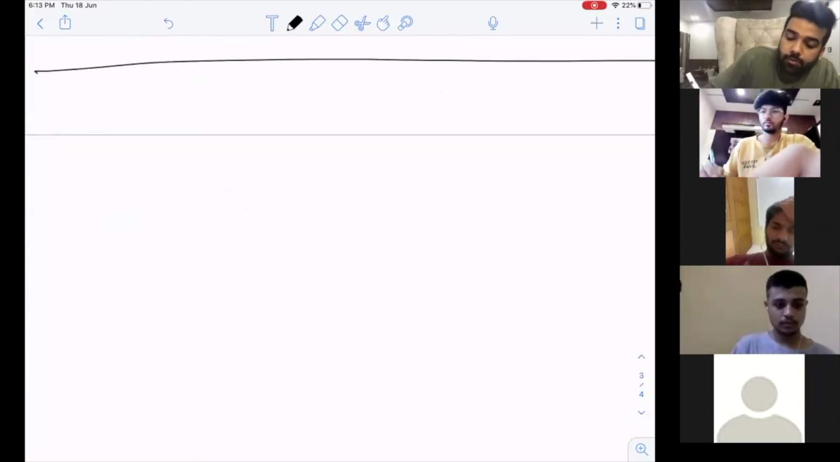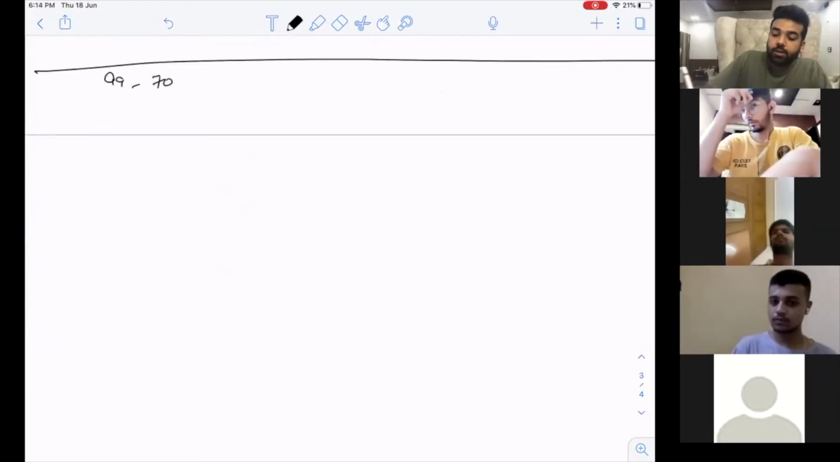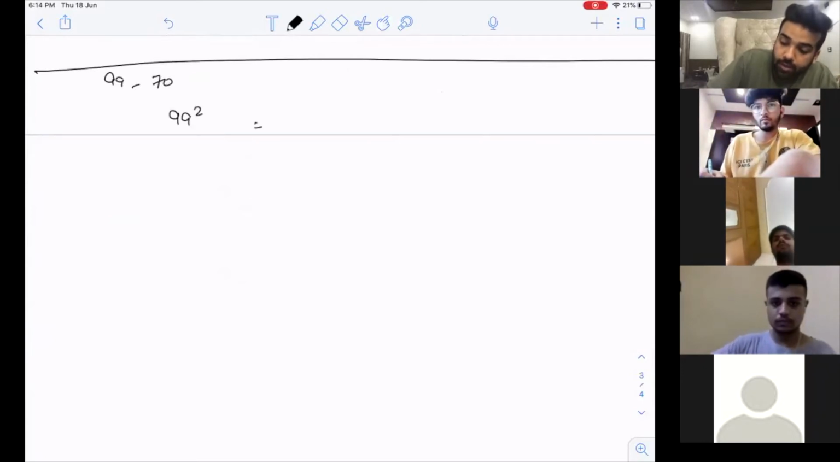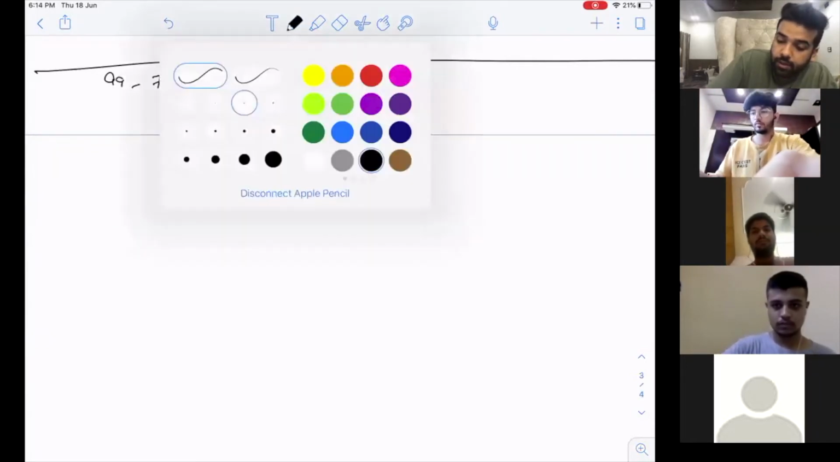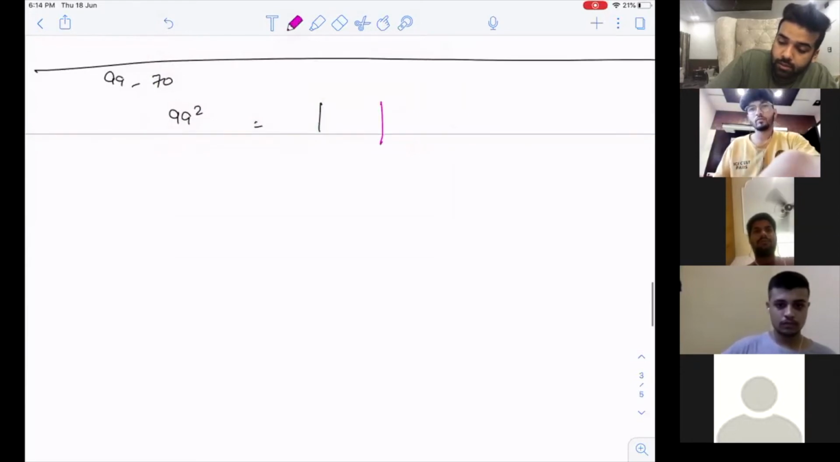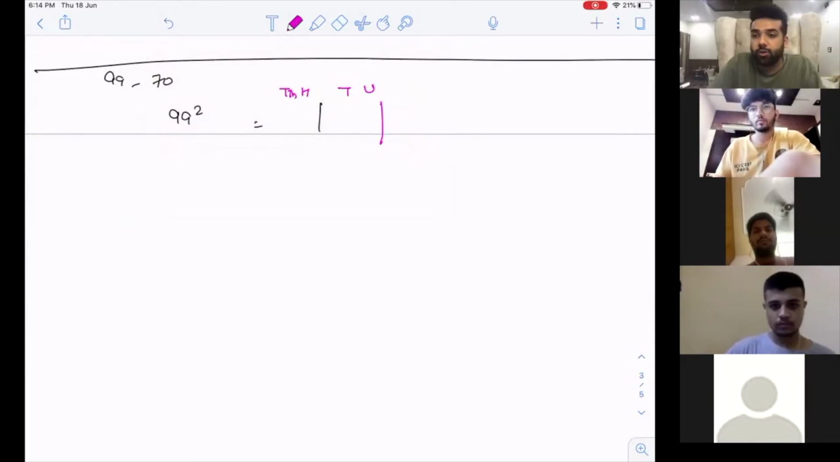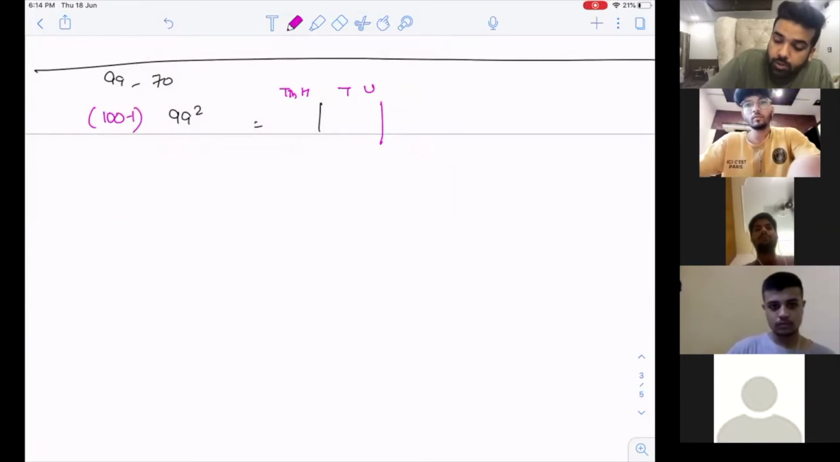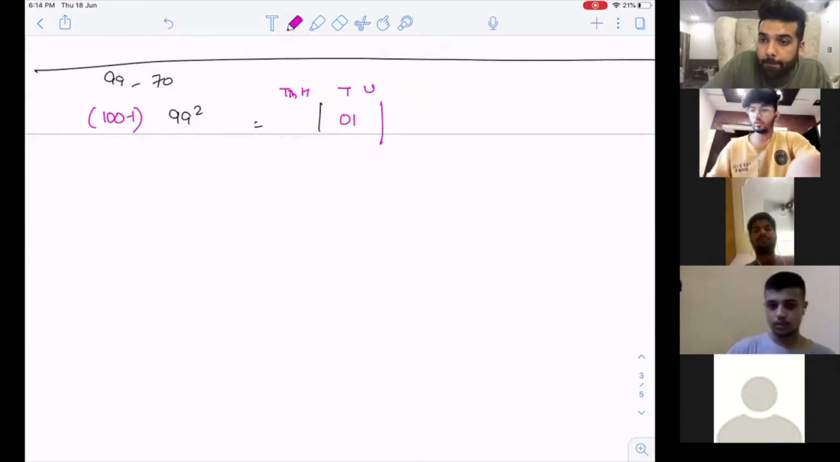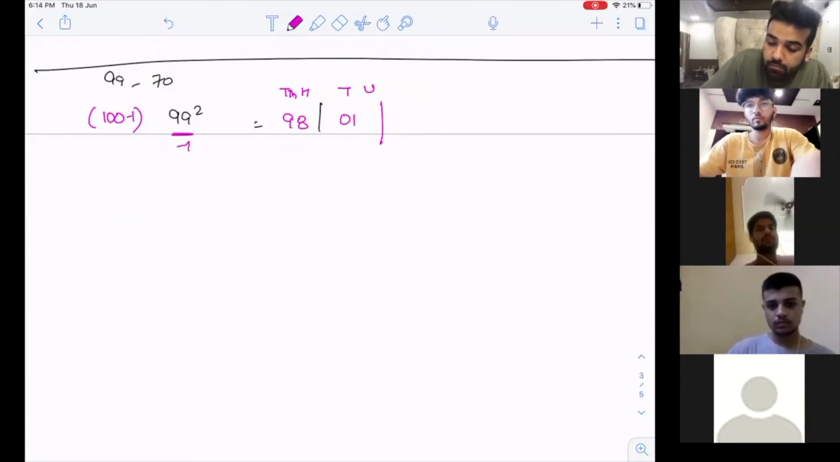All numbers from 99 to 70. Let's do it. What is 99 square? Now there'll be units and tens, hundreds and thousands, 10,000 will not come. Yes or no? Let's do it. 99 square, how's it formed? 100 minus 1. What is 1 square? 1. This is what? 99. 99 minus 1 is what? 98 in front. Is it clear or not?